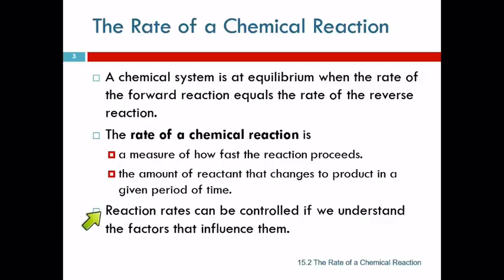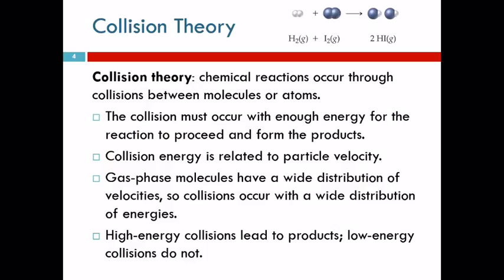Reaction rates can be controlled if we understand what affects those rates. And controlling the rates of chemical reactions is actually very important. You refrigerate your meat to slow down the rate of reaction for the reactions that cause the meat to decompose. In manufacturing, where they're making products, they want to control the rates of reactions, maybe speed them up. There might be some they want to slow down. And so it's important to understand what affects rates of reaction.